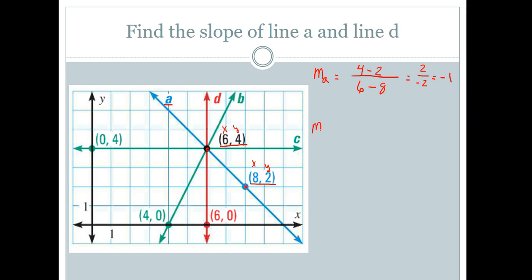Now let's find the slope for line D. Line D also has that (6, 4) point on it, and it has the point (6, 0). So again, y's go on top, so 4 minus 0. X's are on the bottom, 6 minus 6. We get 4 over 0. Now if you try to divide by 0 in your calculator, it's going to say error, because you're not allowed to divide by 0. So our slope is undefined.